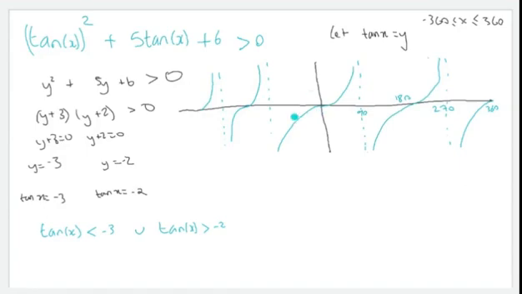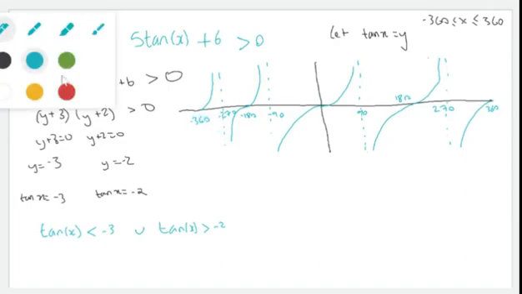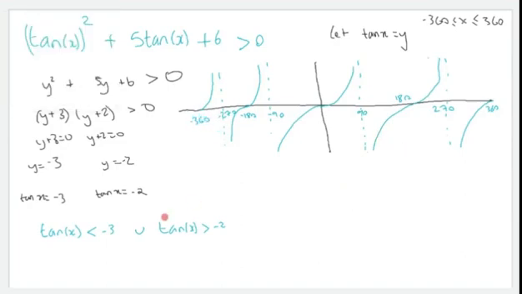Okay, so this is -90, -180, -270, and then -360. So we specifically have to have that tan x is greater than -2. So let's just say -3 is down here, and -2 is up here, not drawn to scale.